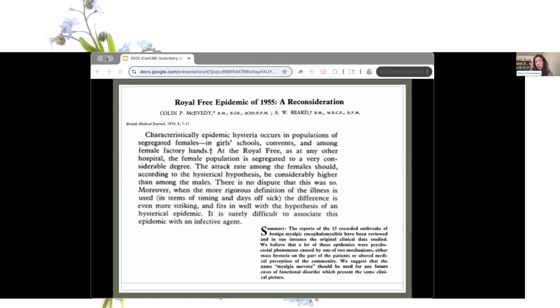They suggested that many of the other 15 epidemics of ME were also due to hysteria, again, on the basis that many occurred among hospital nurses who, as young women in close proximity, were considered inherently susceptible to mass hysteria. And they proposed a new name for the condition, myalgia nervosa.